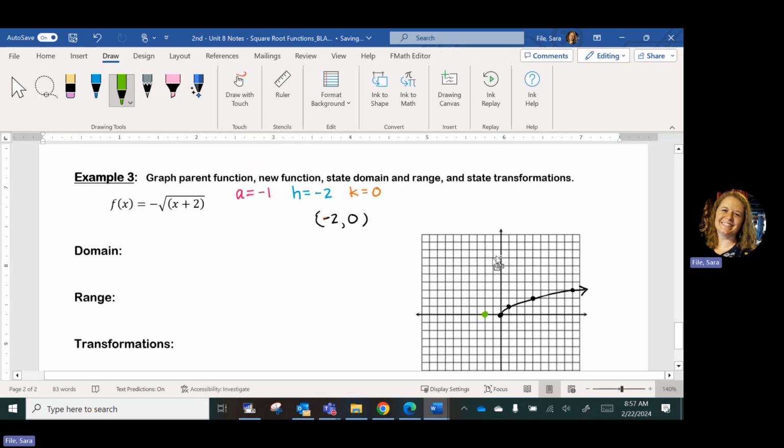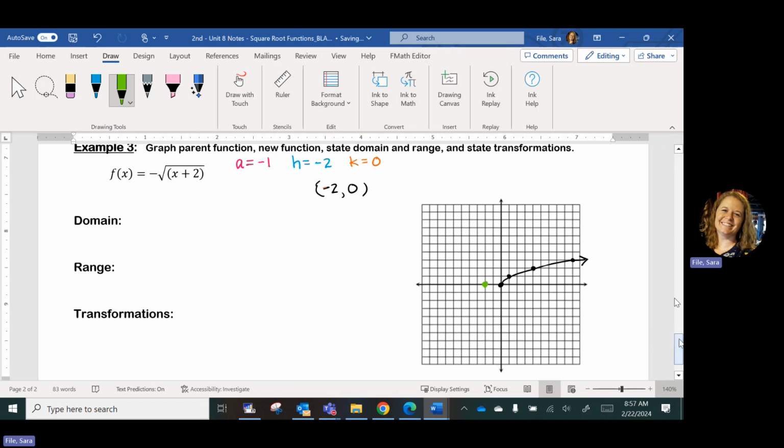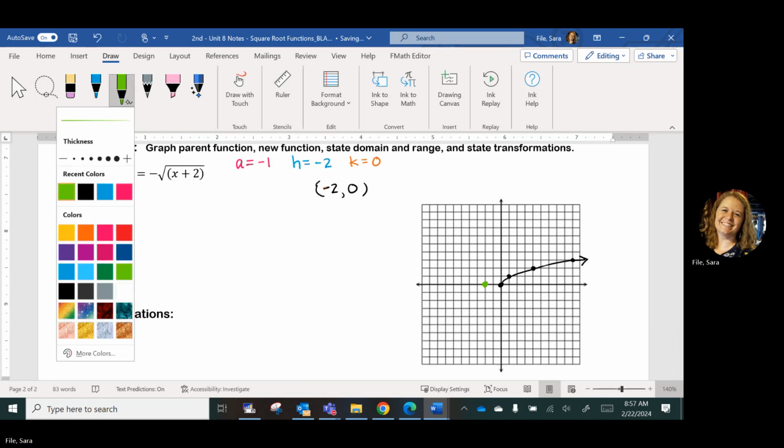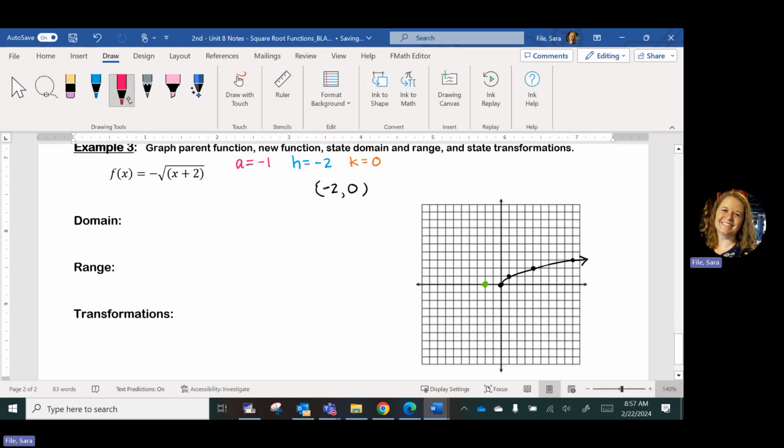Based on our transformation rules, a being negative does what to the graph? Anybody else? I'll pick another number. What does a negative do? It flips it over the x-axis. So this is a reflection over the x-axis. And then what is that h being -2? That's left 2. And the k being 0 means it doesn't go up or down any. So it's reflected over the x-axis and shifted left 2.